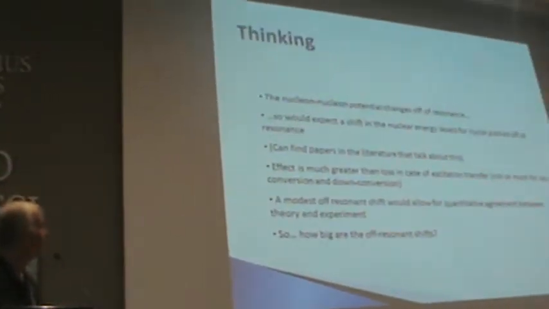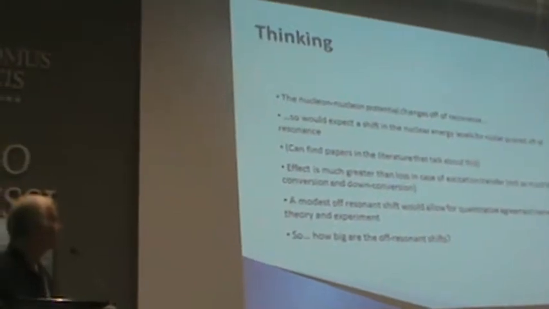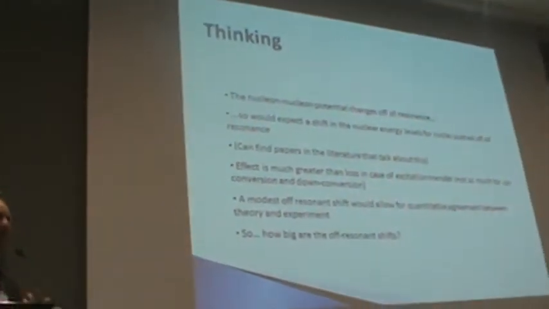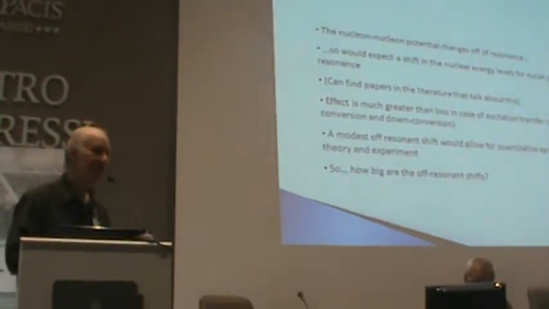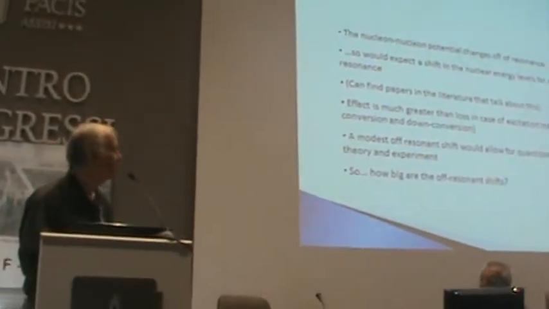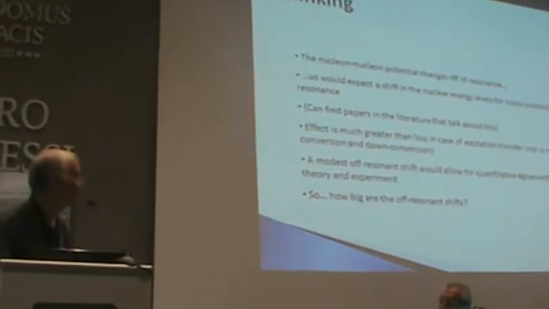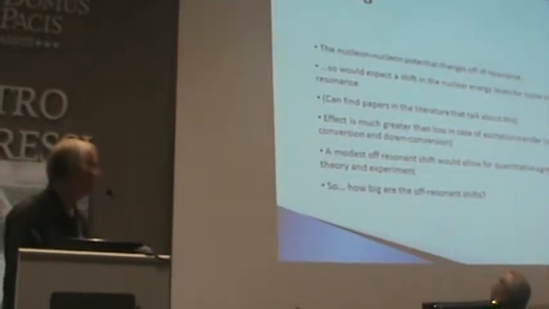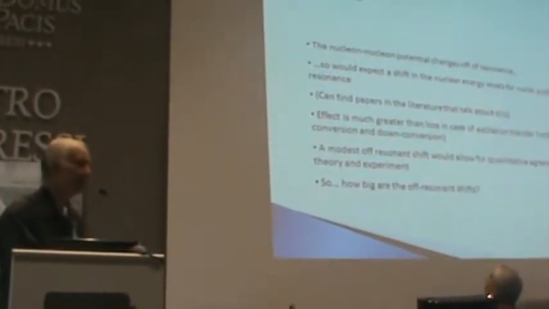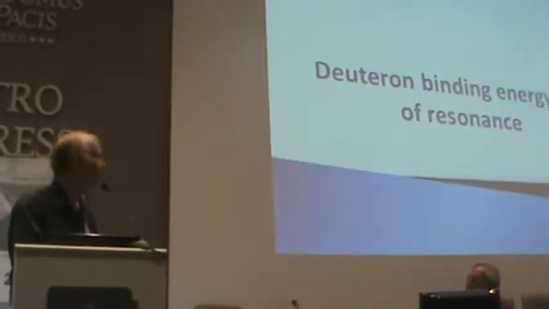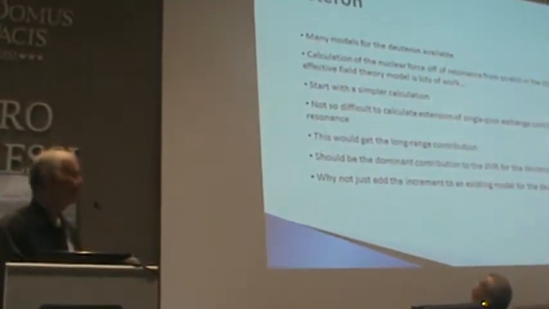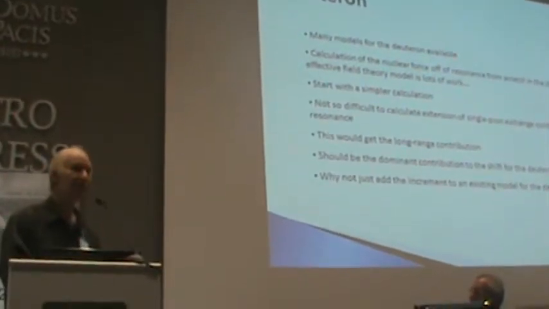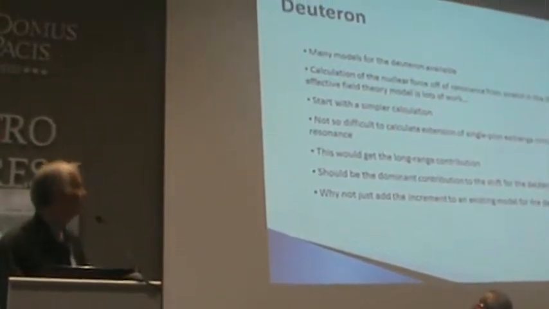So this was a really, really interesting idea. Now the only thing that we need to figure out is whether the energy levels actually do shift off of resonance. So the question is, how big are these shifts off of resonance? So I decided to look at the deuteron as being the simplest problem that I could analyze.